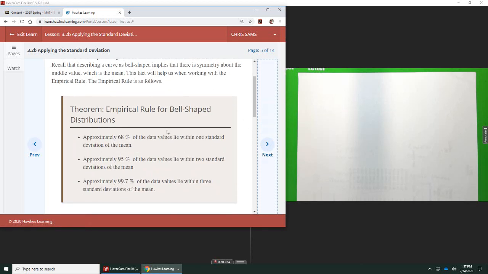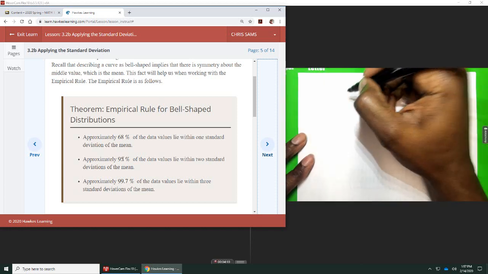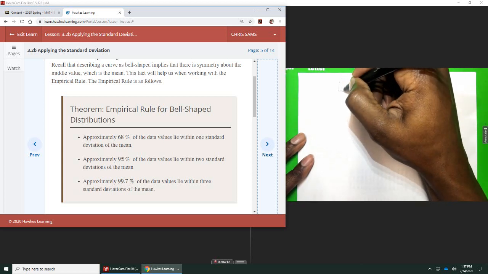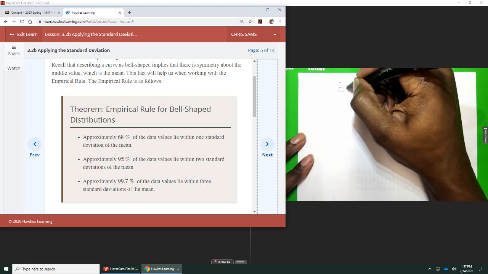Okay, so empirical rule. Here is the description. I do want to draw this out for you. So we're going to be talking about empirical rule. They may also say bell shape, okay, as you can see to the left.